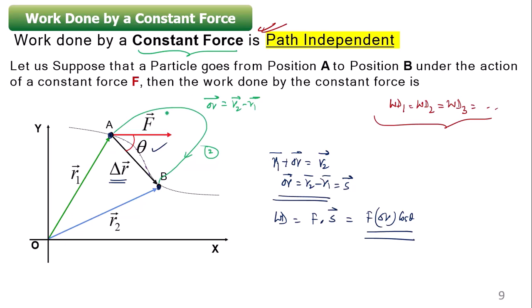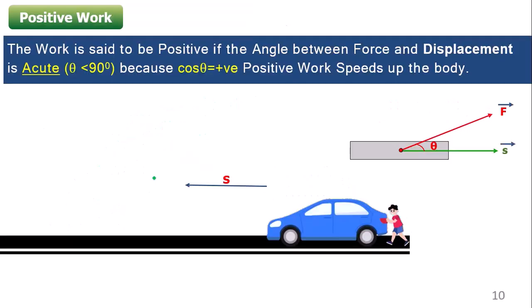If I apply, let us say, a 10 Newton force on a particle, and for that 10 Newton force the particle is displaced from point A to point B, I don't have to bother which path it follows. It may follow path number 2, or any other path like path number 3. It may go through any path, but once I reach from point A to point B, the work done by this constant force is always going to be constant. So that is the important conclusion regarding the work done by a constant force.